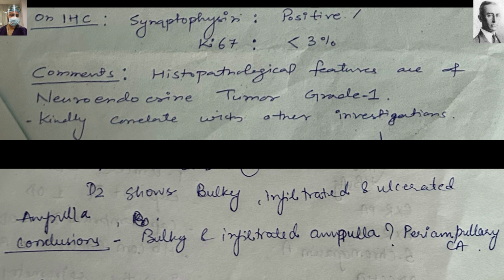The upper GI endoscopy confirmed the CT scan findings suggestive of infiltrated ulcerated ampulla, and biopsy was taken, which was suggestive of grade 1 neuroendocrine tumor with Ki67 index of less than 3%, which was positive for synaptophysin. So now we are dealing with the NET grade 1 in the ampullary region. In this patient, we did Whipple, and in this particular video, we will showcase the Pancreatico-Jejunostomy in this lady.